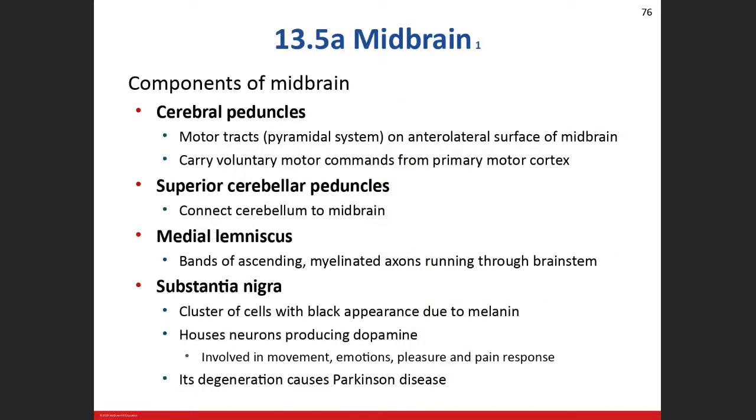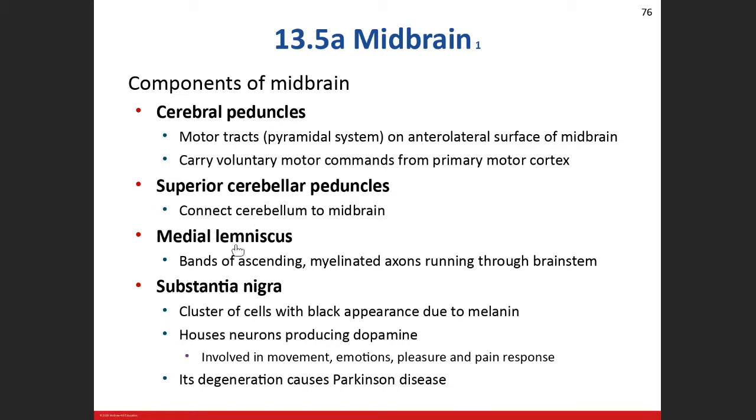Its name is derived from the almost black appearance of this structure, and it houses different neurons which produce and secrete dopamine, and dopamine is involved in your movement, emotion, pleasure, and pain response. The substantia nigra is the region of our brainstem which degenerates and can cause Parkinson's disease.